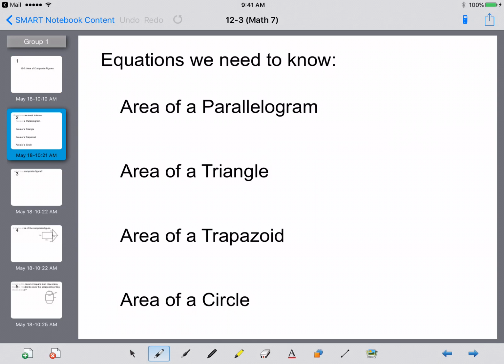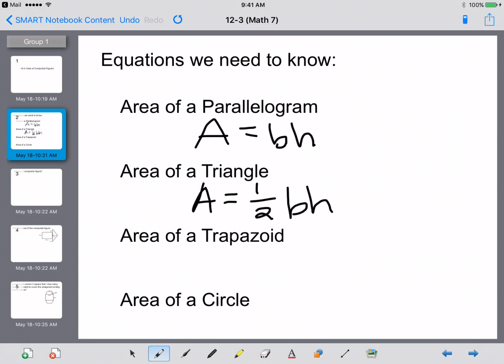So the area for a parallelogram is just your area equals your base times your height. Simple as that. Your triangle, I hope this is one you all remember as well. Your area equals 1/2 times your base times your height.